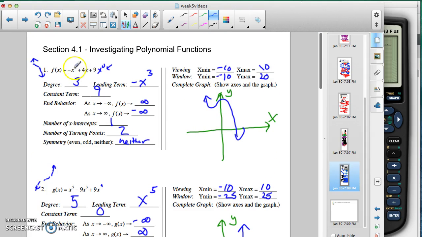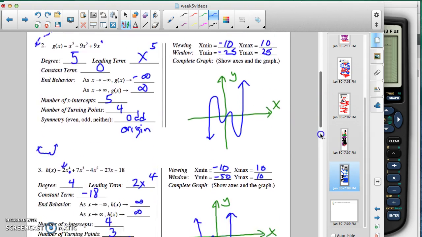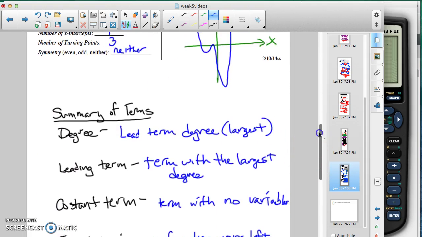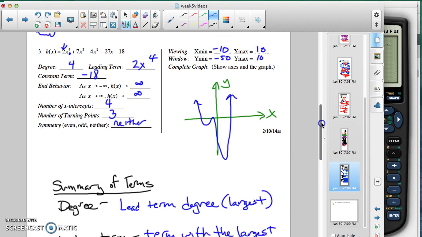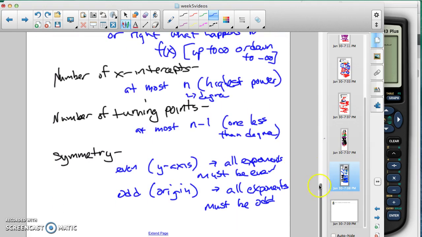So we can look at the exponents and say whether it's odd or even by looking at them like we did here. So we had 3, that's odd, 1, that's odd, 0, which is even, so this was neither. And so this one had 5, 3, and 1. Those were all odd, so we can say odd symmetry. That has origin symmetry as well. Odd and origin symmetry. This one would have neither because it had some even ones and some odd ones. So that's a summary of the information from 4.1 on investigating polynomial functions.